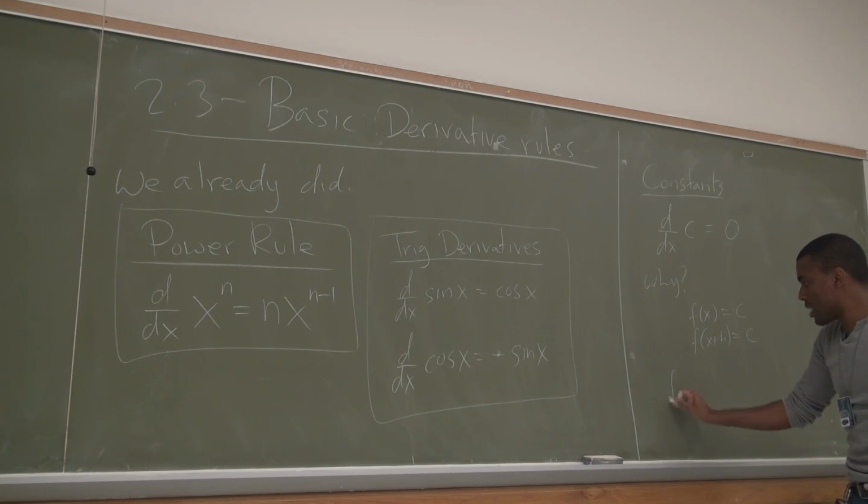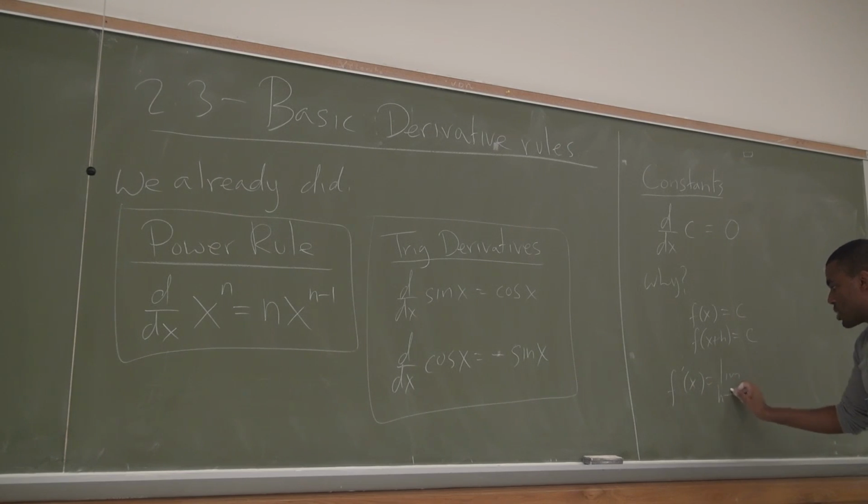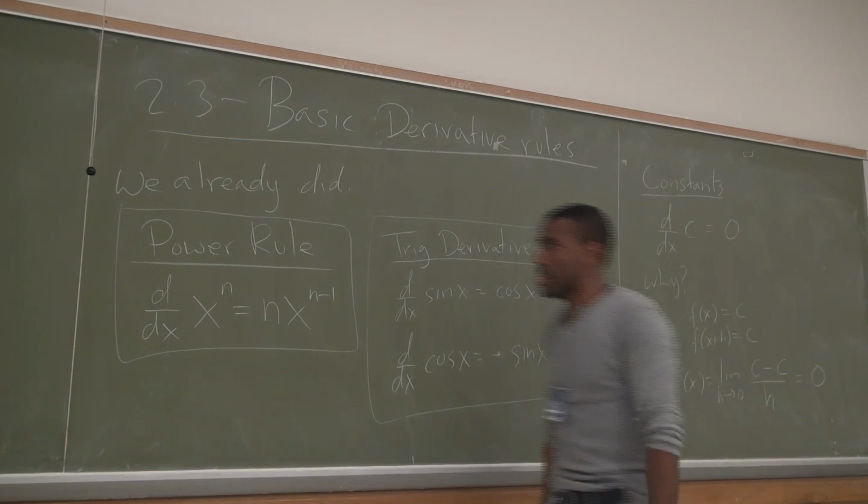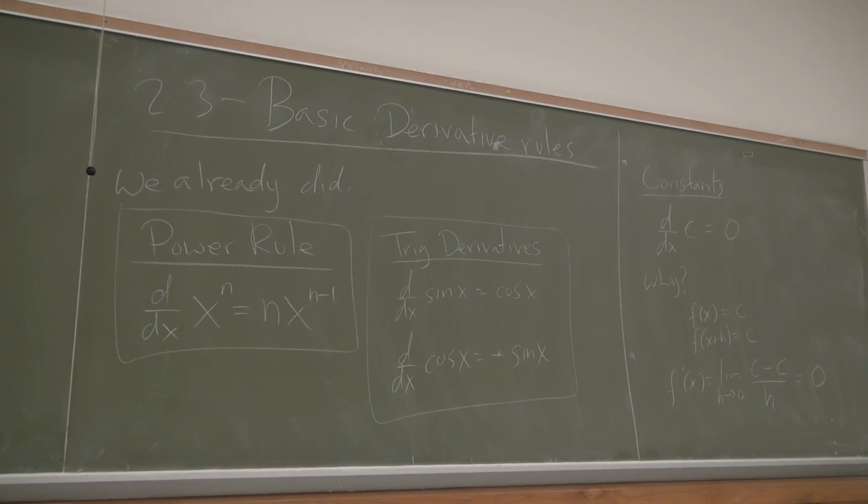Because there's no x to plug in. And so if I take f prime of x, that's just the limit as h approaches 0 of f of x plus h minus f of x all over h. It's just going to be 0. For a constant you just get 0. It will always be 0. So it doesn't matter what the constant is. You will always get 0 if you take the derivative.